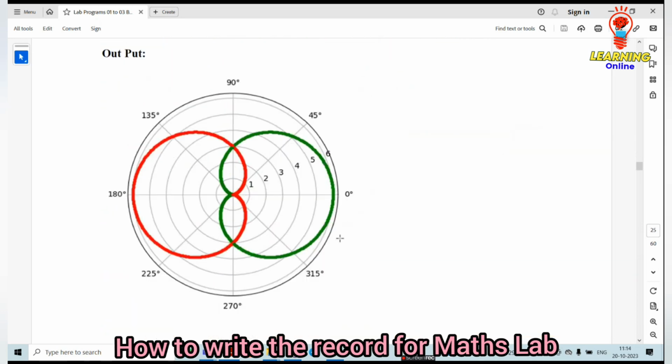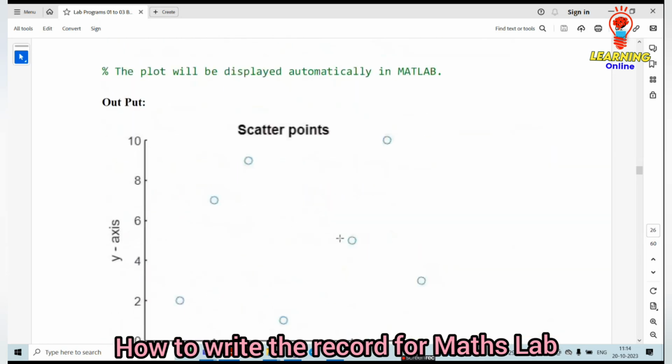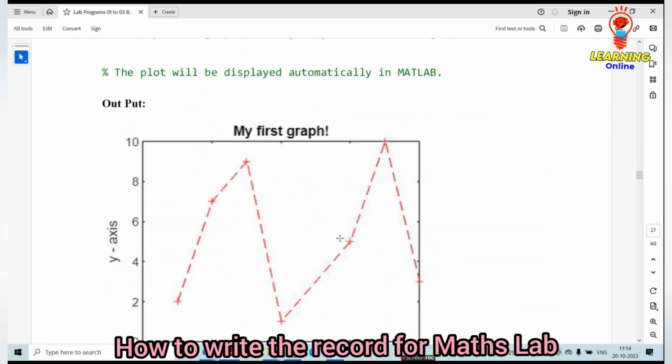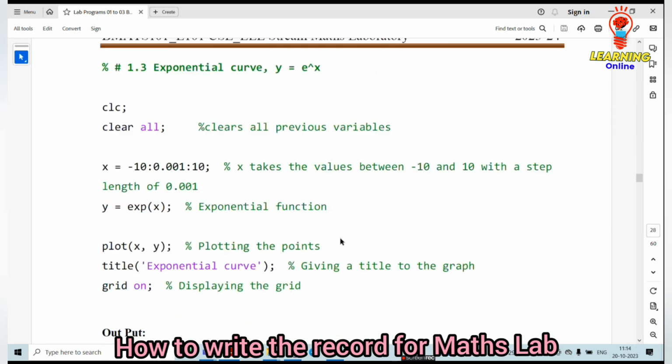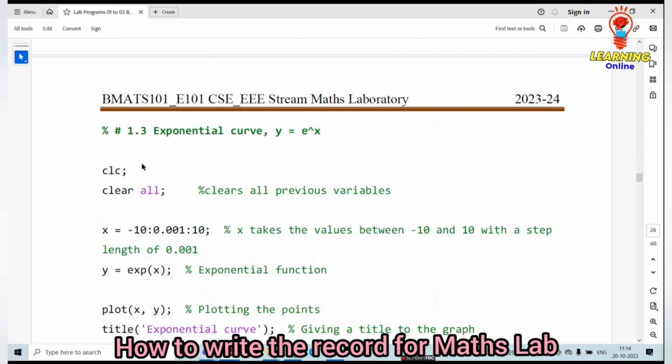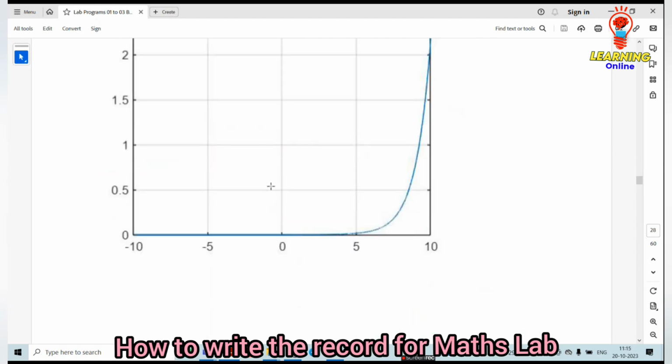Then whatever holidays are available, utilize them and make your executions. If possible, I will also execute these MATLAB codes, then I will save those videos.